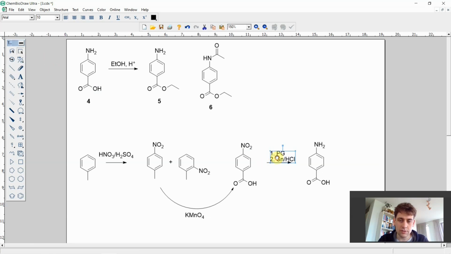I don't want to talk about this too much now. This is just one precaution measure that we maybe need to do, and then after we've done the reduction step, we can remove this protecting group. Actually, what is also possible is exactly the other way around.